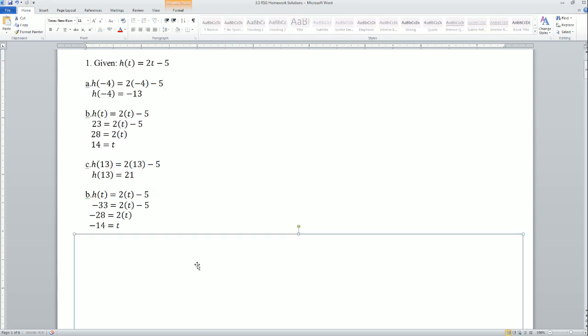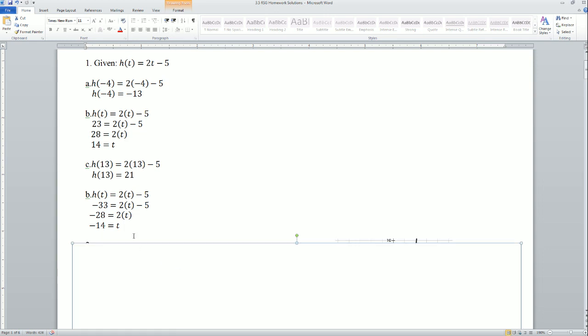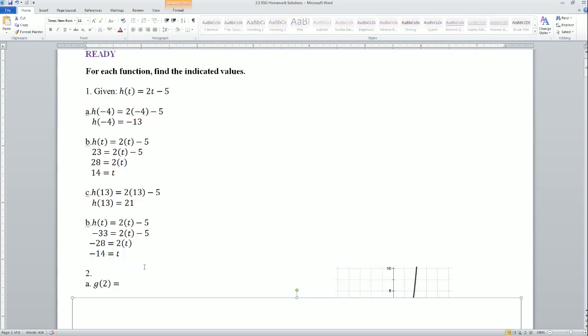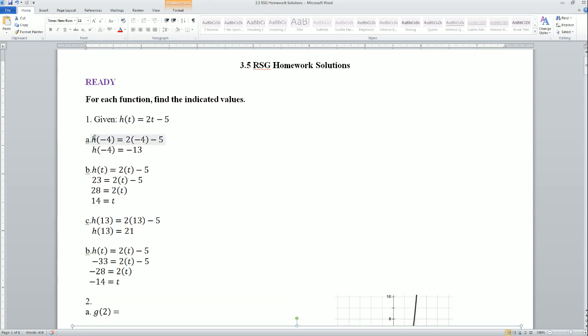This one looks like it's asking me to solve for t, given that h of t is equal to -33. Set up the equation, solve for t. Add 5 to both sides, then divide by 2, and that gets you the t here. This is how it looks when we're given just an equation.